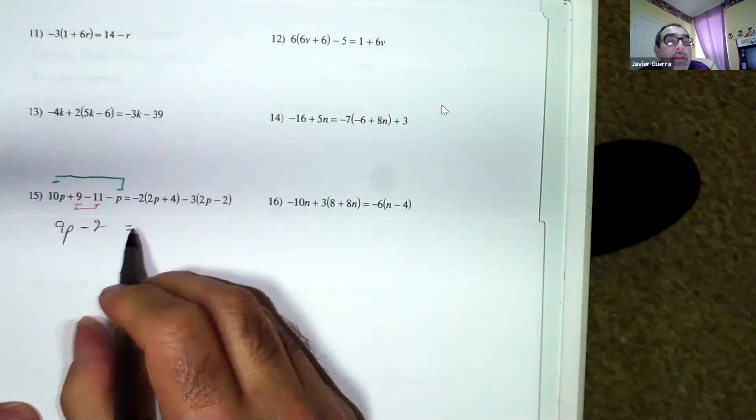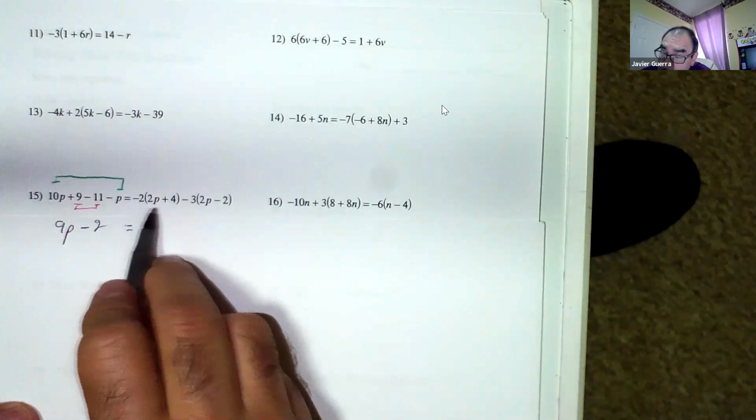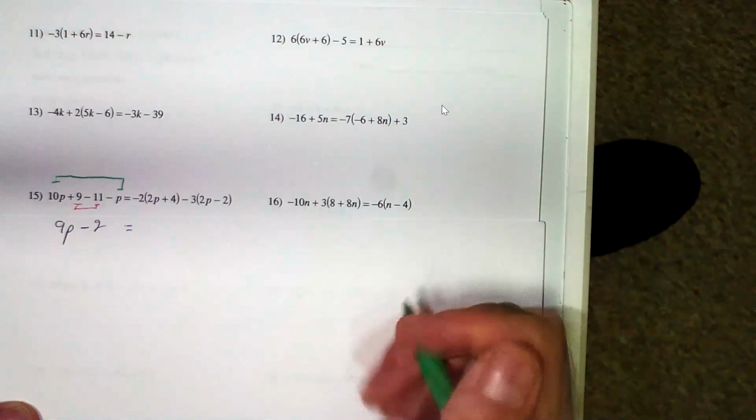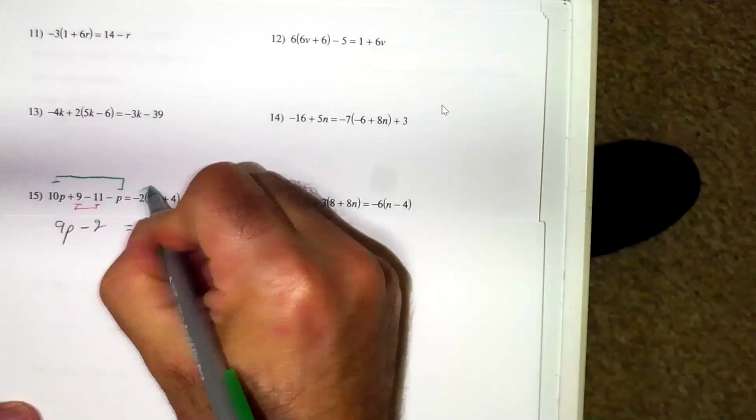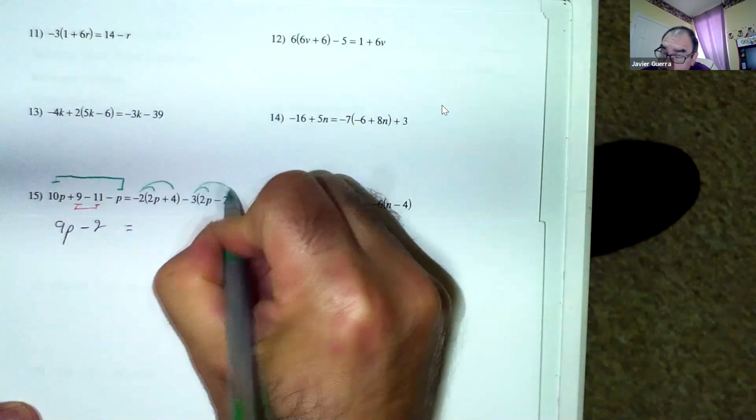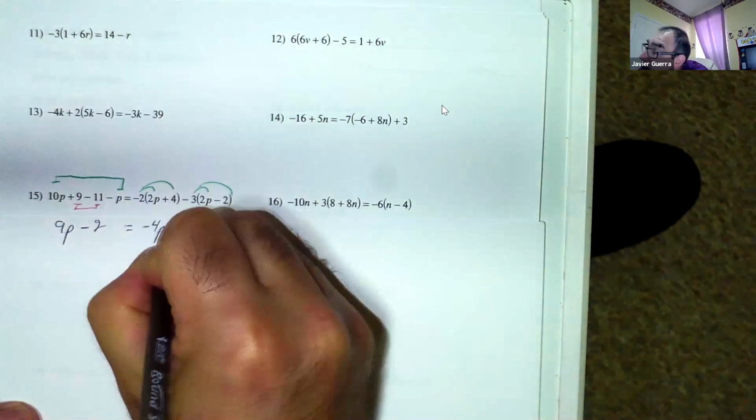Now let's look at the right side of the equals. What do we need to do on the right side? Distribute. That's right. And I think there's going to be two sets, right? We have to distribute on both of those. So we're going to get -4p minus 8 minus 6p plus 6.